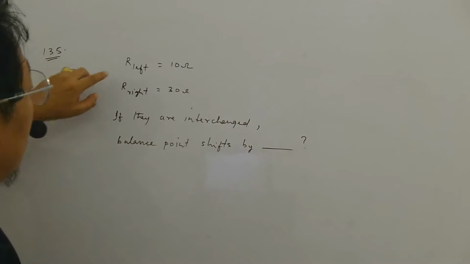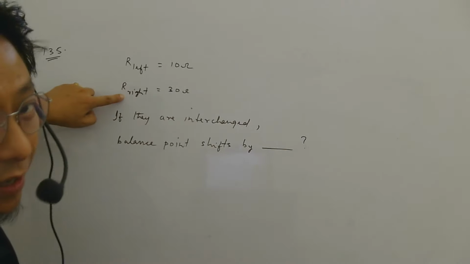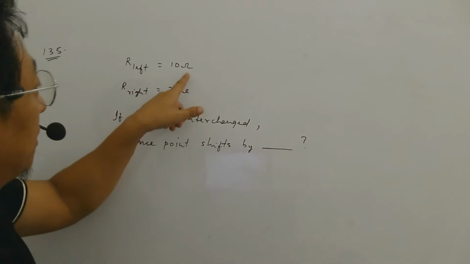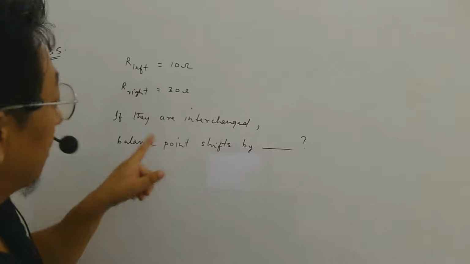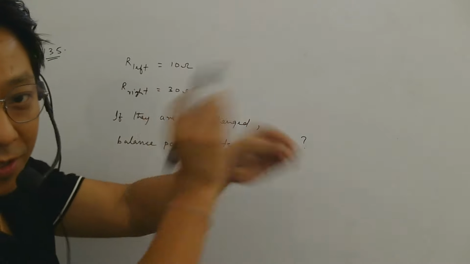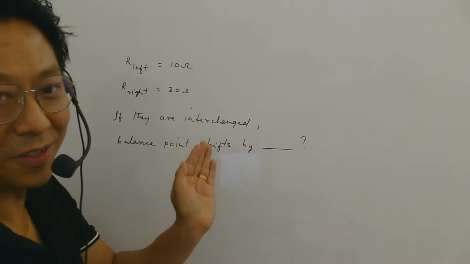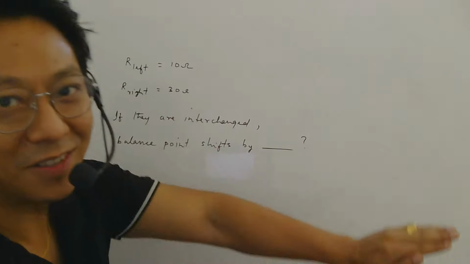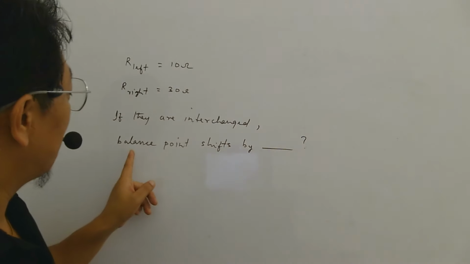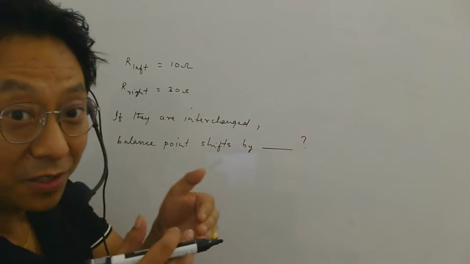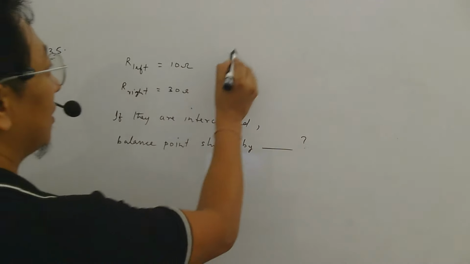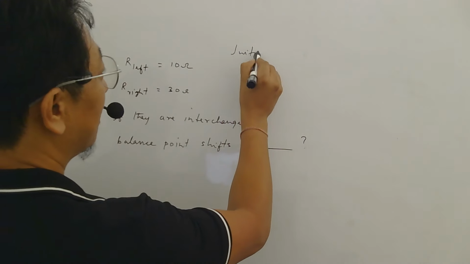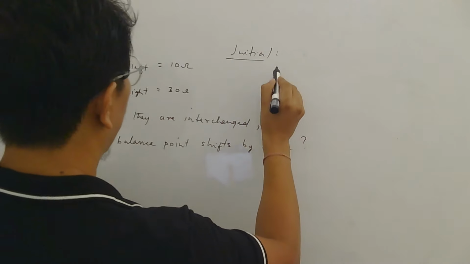It says the resistances on the left and the right gap of a meter bridge are given as 10 ohm and 30 ohm. If they are interchanged, okay, so the left resistance is taken to the right and the right resistance is taken to the left, by how much will the balance point shift? So initially, what was the balancing length? Let us try to find.